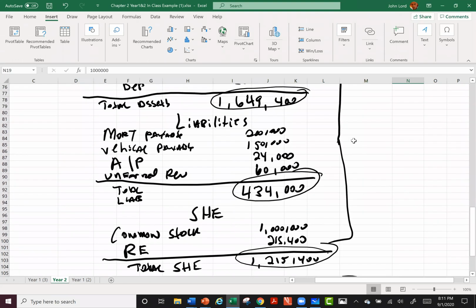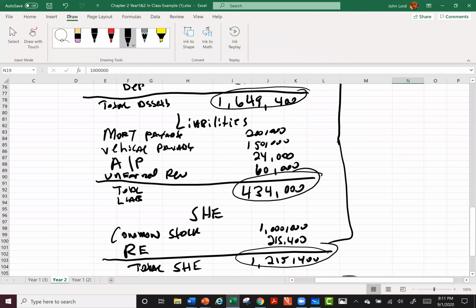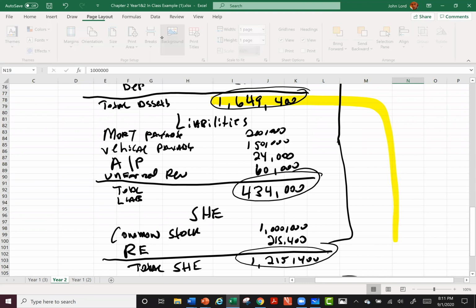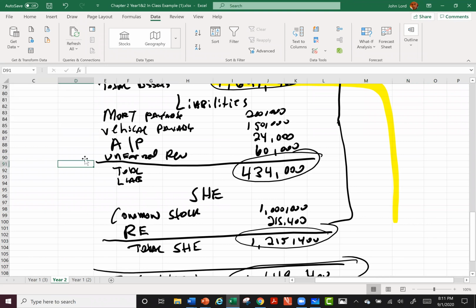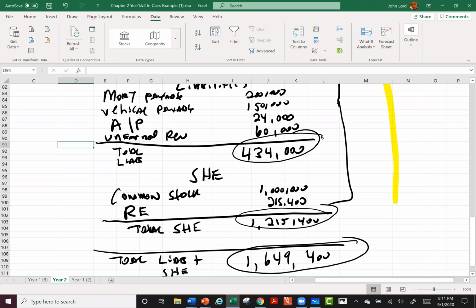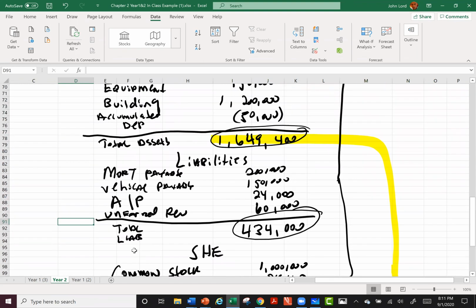1,649,400. Does it balance? Yeah. Okay. Did any rabbits jump out of any hats? Not magic, guys. It's simply sitting here and following the system of debits and credits. To increase an asset, you debit it. To increase a liability, you credit it. Sitting here following that keeps this thing in balance, right?